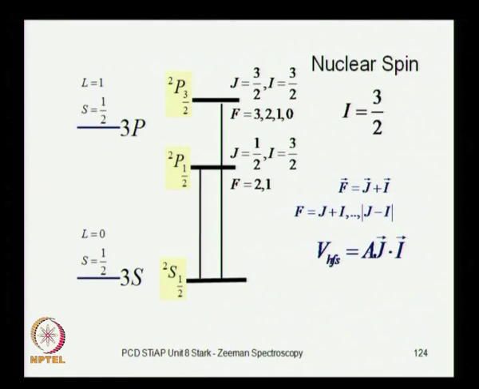Likewise, for j equal to 1/2 and I equal to 3/2, you will get f equal to 2 and 1 for the 2p 1/2, that also splits into a doublet, right? Because of the hyperfine structure, and the lower level is also not unique, that will also split into f equal to 2 and f equal to 1 levels. So, there is a lot of detail that one really has to be concerned with. This is how the splitting takes place.